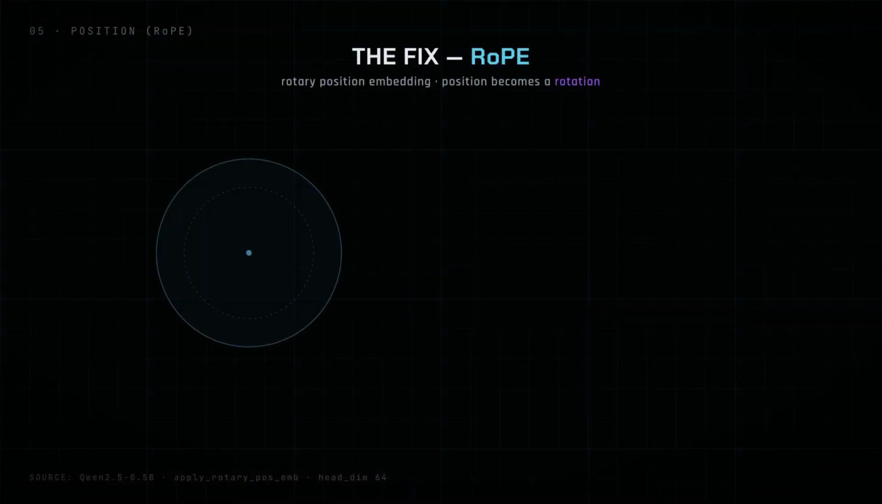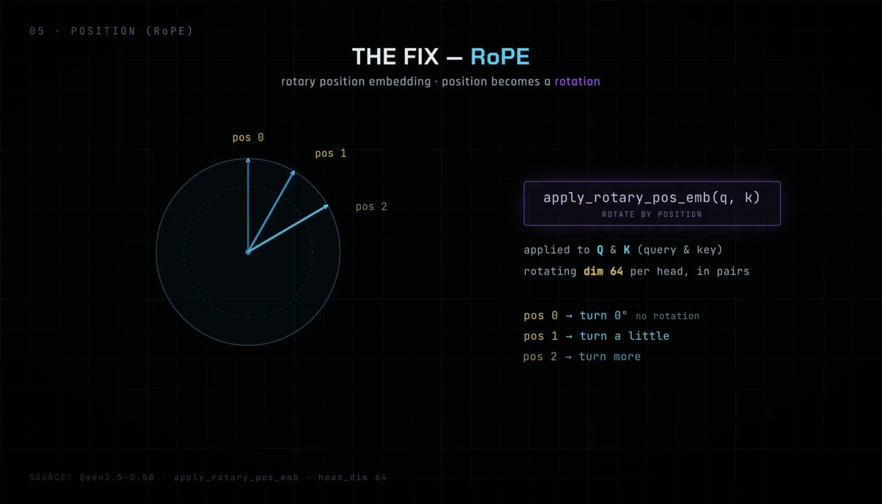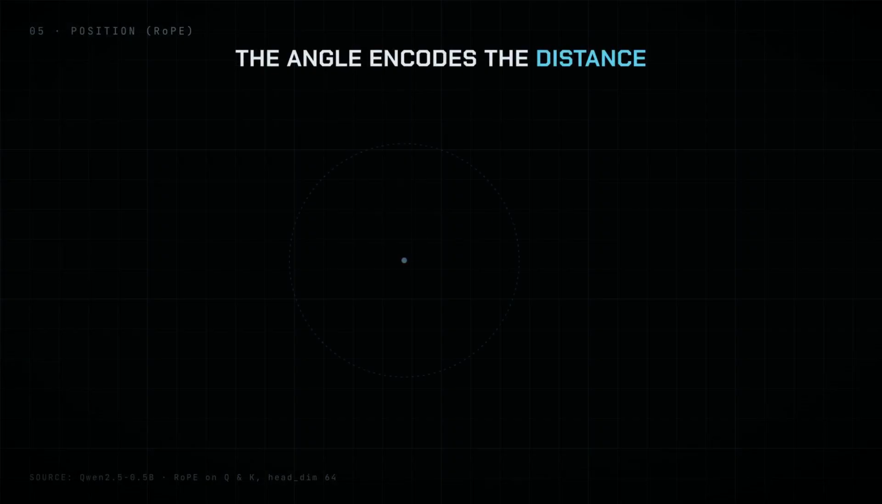The fix is a neat trick called RoPE, rotary position embedding. It rotates each token's vector by an angle set by its position. The first token turns a little, the fourth turns more. Position becomes a rotation.